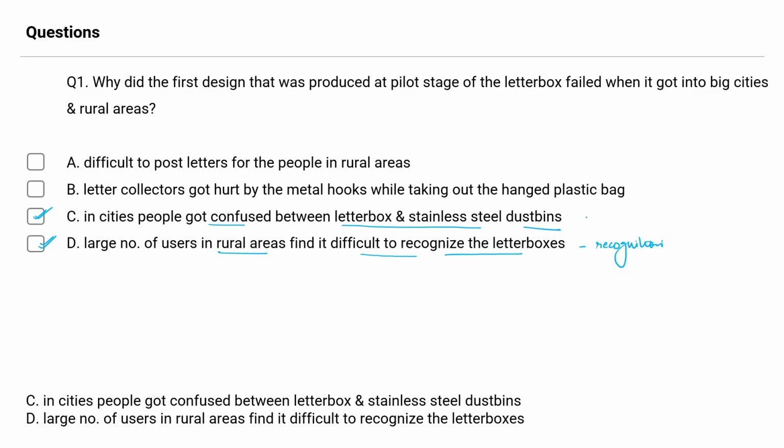and the confusion in cities, recognition in rural areas. Okay. These were the two issues which people faced, and these are the correct answers. Right. So please remember that these were the two scenarios, the use cases wherein the box failed.